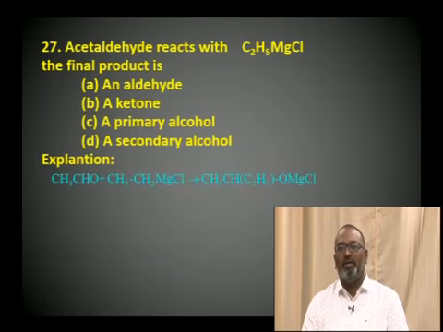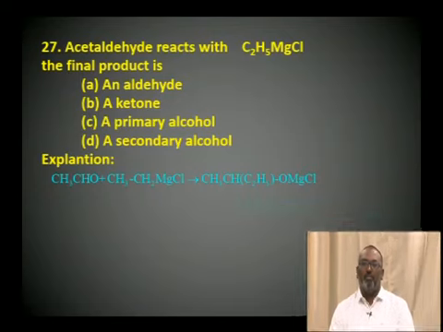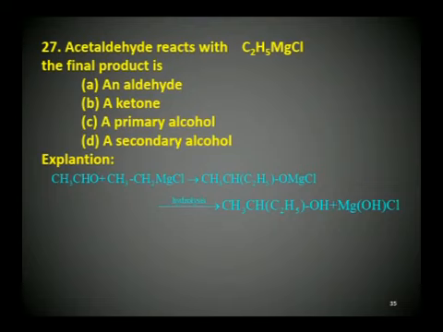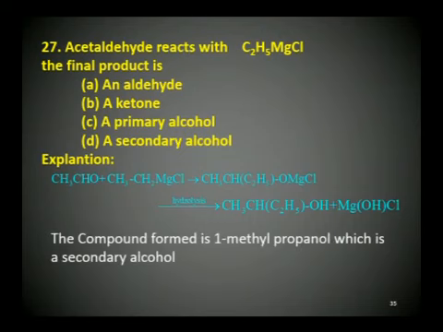So, when acetaldehyde is reacted with ethyl magnesium chloride, it forms an addition compound, followed by hydrolysis, it produces an alcohol. So, the compound formed is 1-methyl-propanol, which is a secondary alcohol. That means, when we take acetaldehyde, we produce a secondary alcohol. This is a reaction with the Grignard reagent followed by acid hydrolysis. So, the answer is D, secondary alcohol.